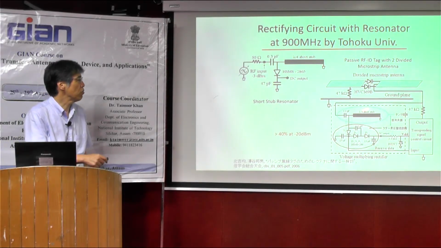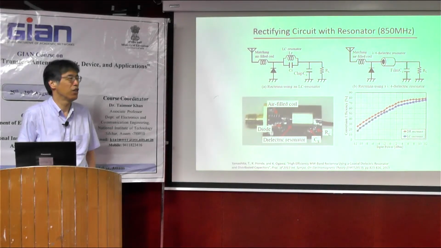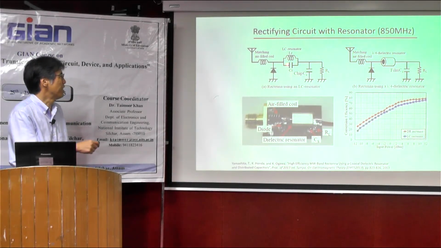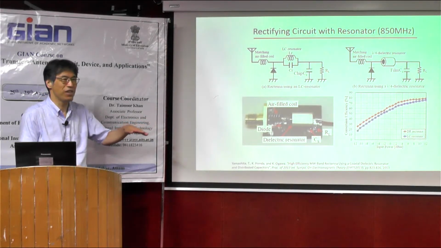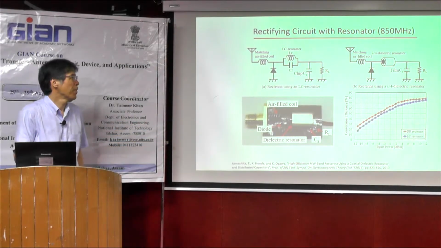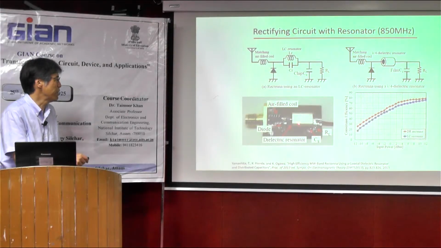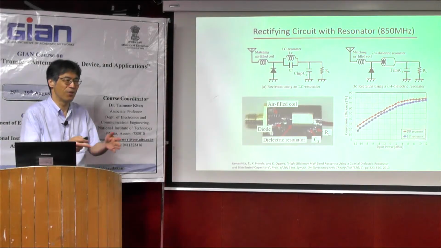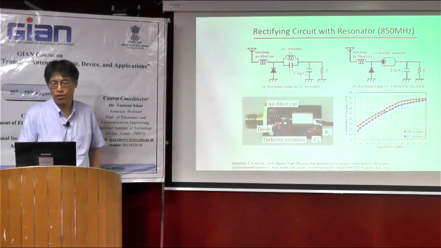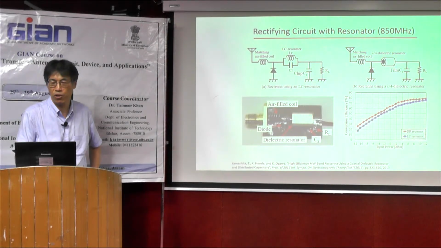And this is a quarter-length short stub resonator, but the other Japanese professor developed directly putting the LC resonator or the dielectric resonator here. And as a result, efficiency increased slightly, they say. But here you can see, compared to the size of the rectifier, the dielectric resonator seems to be big. So we need to make it small. But this resonator rectenna is one interesting approach.